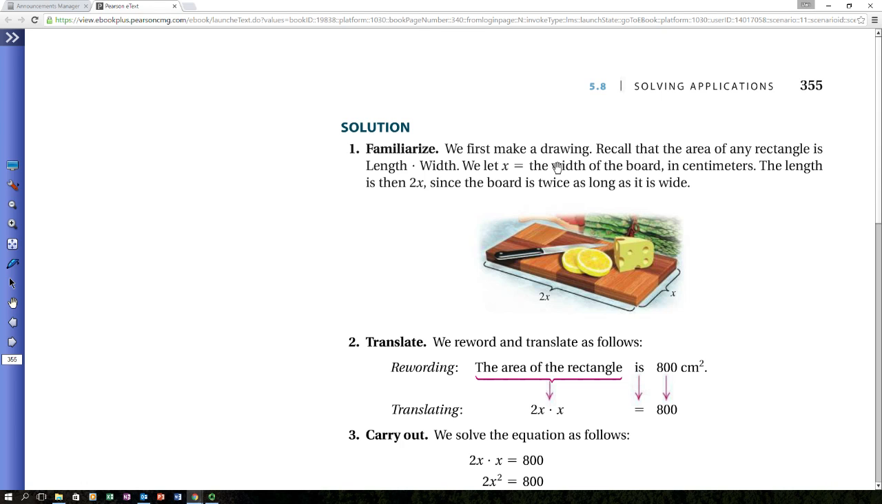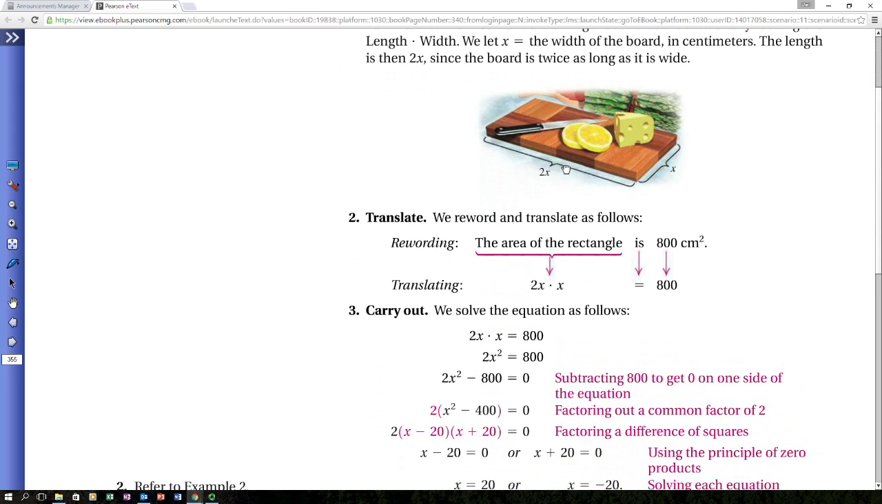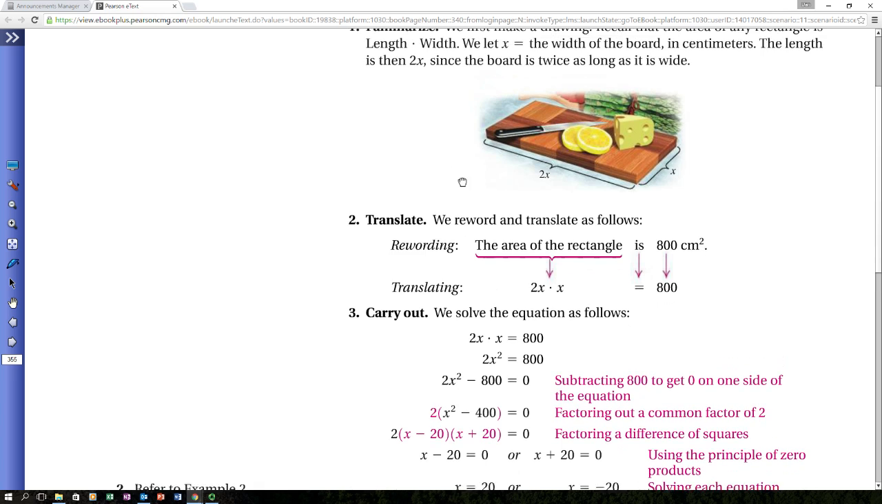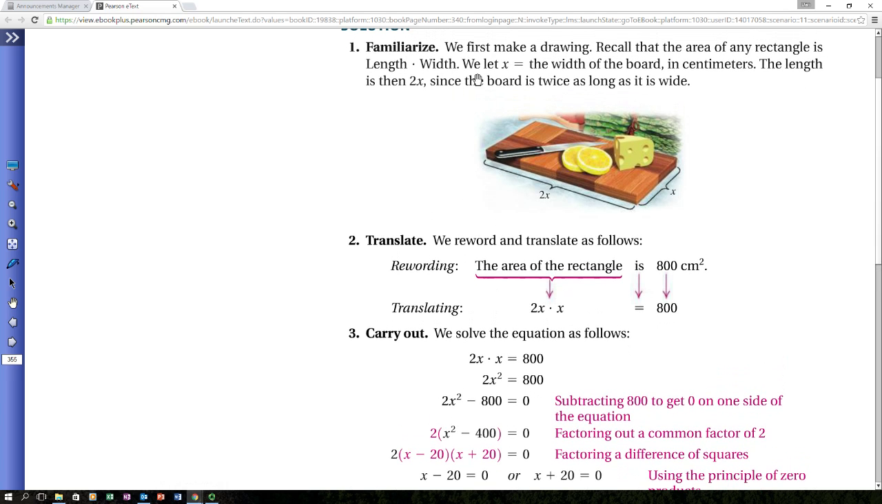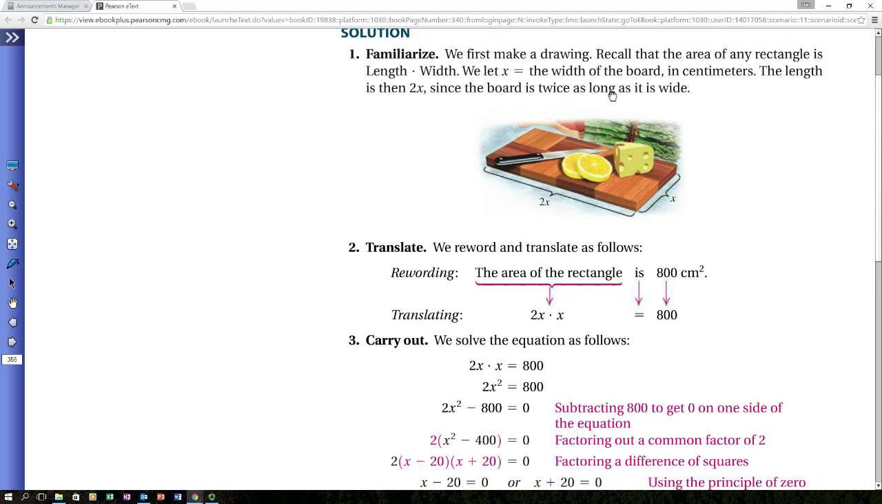I don't think I'm going to draw a cutting board with cheese and looks like lemon or something on there, right? And a knife. And there's a steak and asparagus right there, right? I don't think I'm going to draw all that. I'm just going to draw a rectangle. And then we start defining our variable to do this.